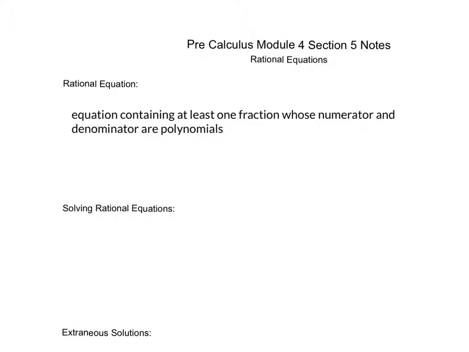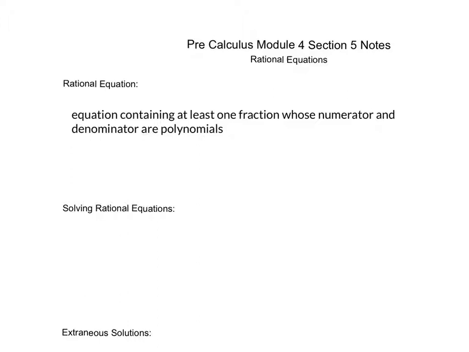So notice how it says at least one fraction. You could potentially have multiple fractions whose numerator and denominators are polynomials, or you could only have one, but it has to meet the criteria of at least one fraction. So the way we solve our rational equations is we do something called multiplying by the LCD.